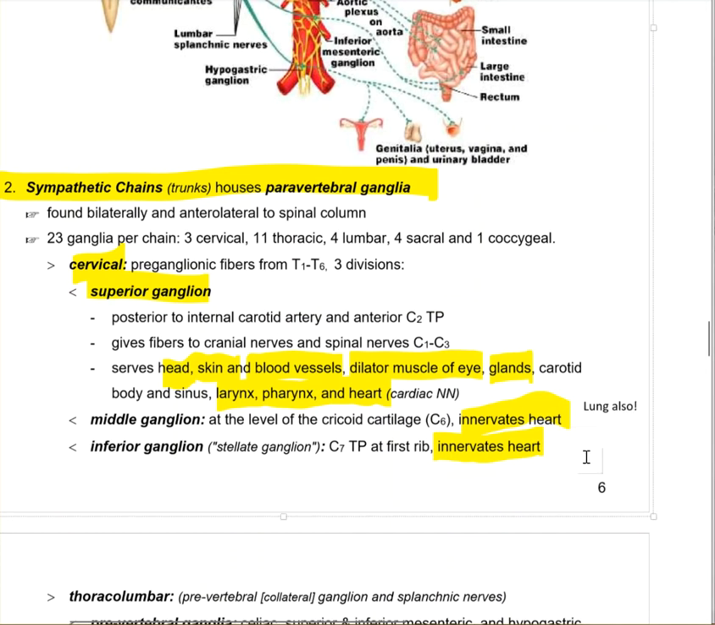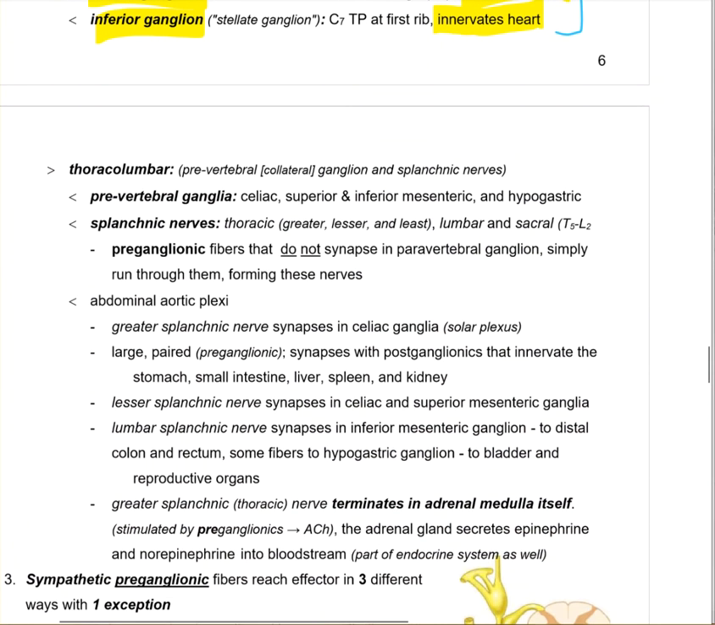Interestingly, the middle also does heart, and the inferior does heart, and all 3 of them do the lung also. So all 3 of those ganglia are involved in the lung. So we have lots of innervation going out to 2 of our most important organs, the heart and the lung, to speed them up during sympathetic stimulation at all these different ganglia. That's all you really need to know about those particular ganglia.